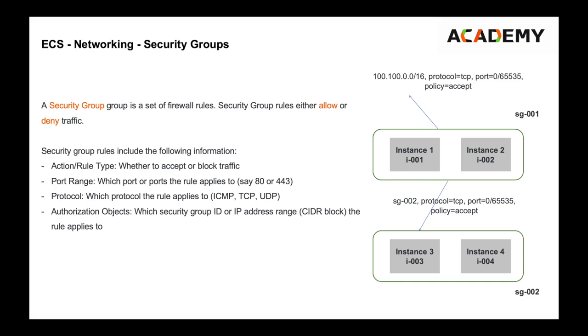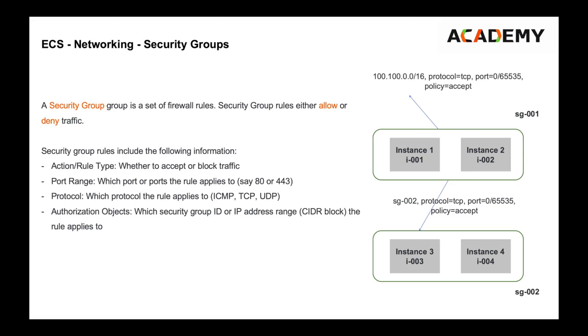How do security groups work? Well, it's just a firewall, essentially. Security group rules either allow or deny traffic to an ECS instance. So a security group rule would include the following information: the action or rule type, so is this an accept rule or a block rule; the port range that the rule applies to, maybe port 80 up to port 90, or maybe just a single port like port 443; the protocol, so what type of traffic does the rule apply to, TCP, UDP, or ICMP are all supported; and then the authorization objects.